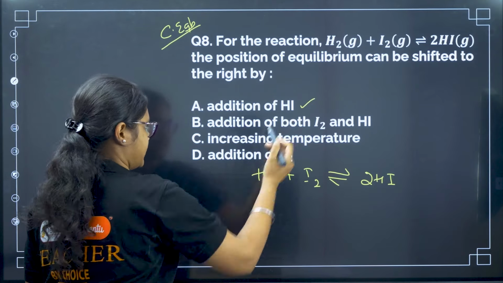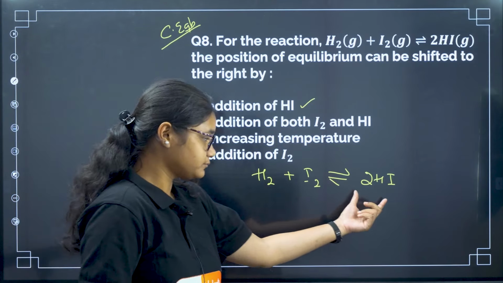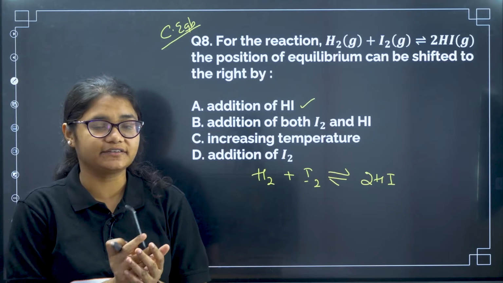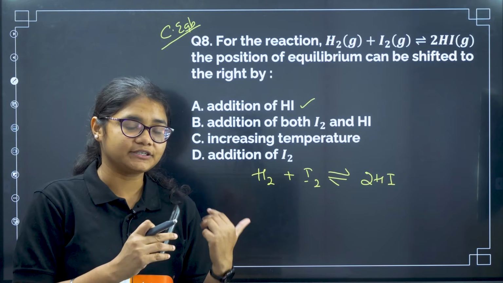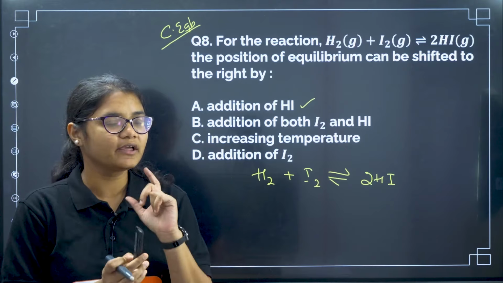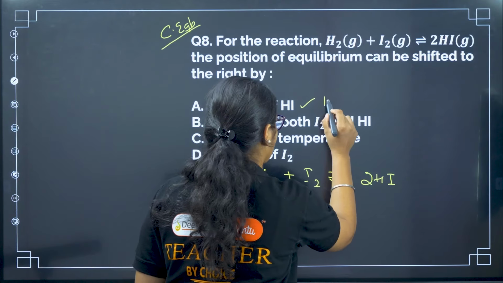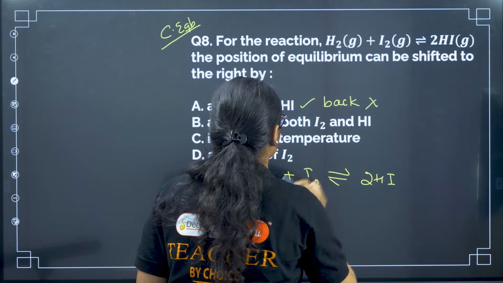So now if you add HI, right? If you add HI, product concentration is increasing. So if the product concentration increases, equilibrium shifts in a direction to reduce the concentration of the products. So that is why the reaction will shift in the backward direction. Okay, so this cannot be the answer.